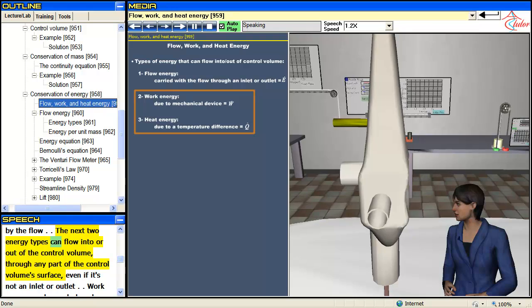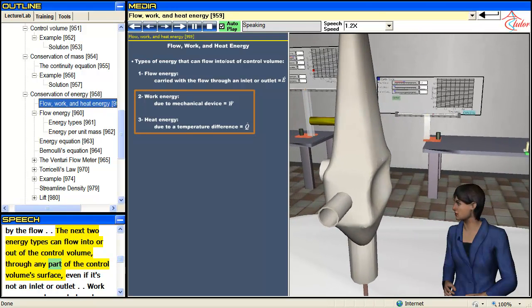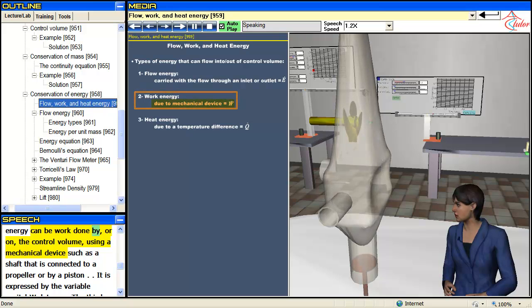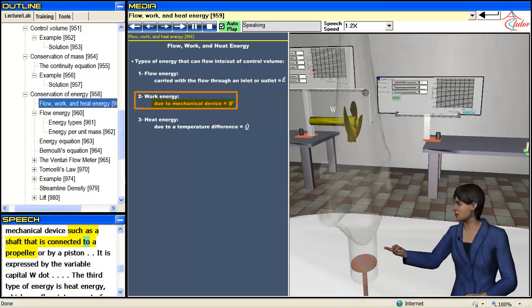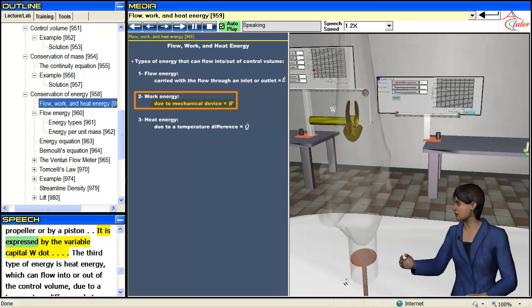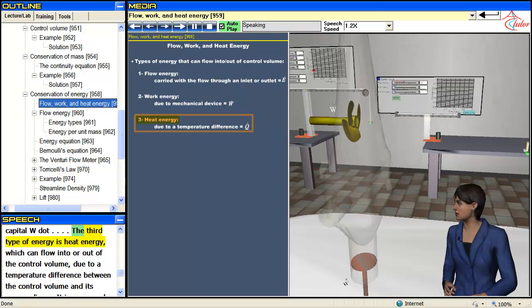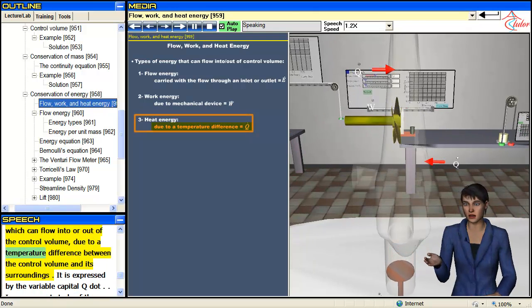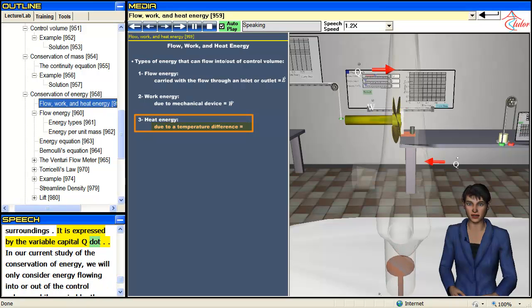The next two energy types can flow into or out of the control volume through any part of the control volume's surface, even if it's not an inlet or outlet. Work energy can be work done by, or on, the control volume, using a mechanical device, such as a shaft that is connected to a propeller, or by a piston. It is expressed by the variable W dot. The third type of energy is heat energy, which can flow into or out of the control volume due to a temperature difference between the control volume and its surroundings. It is expressed by the variable Q dot.